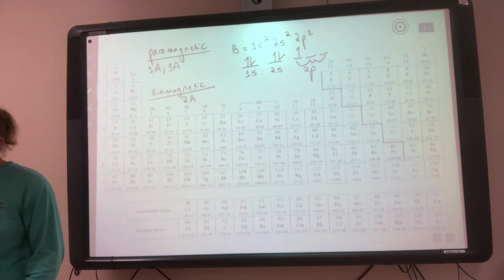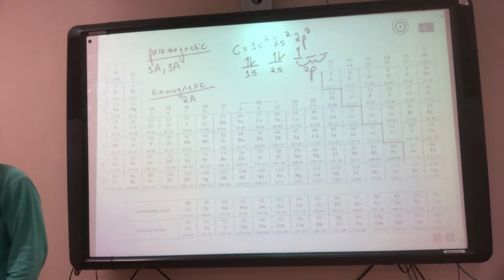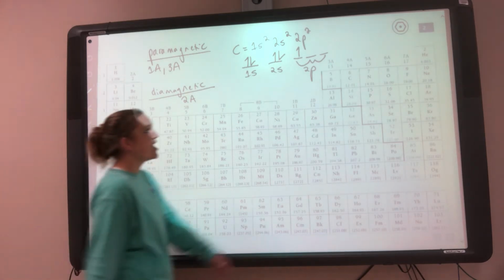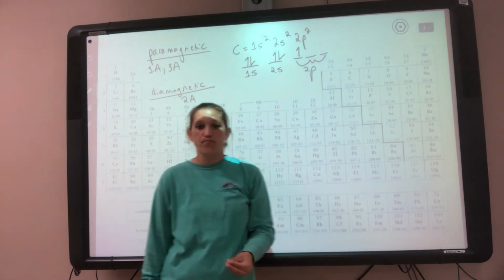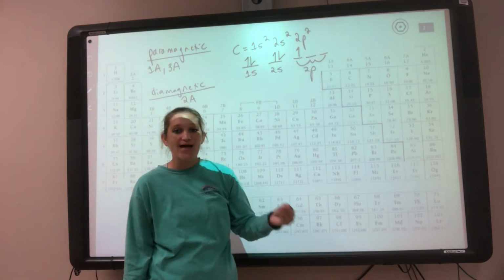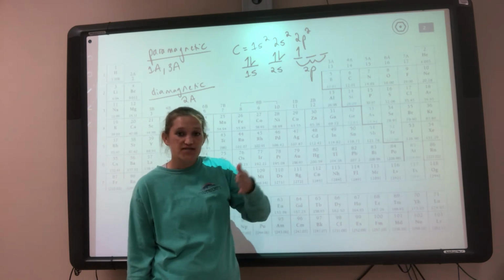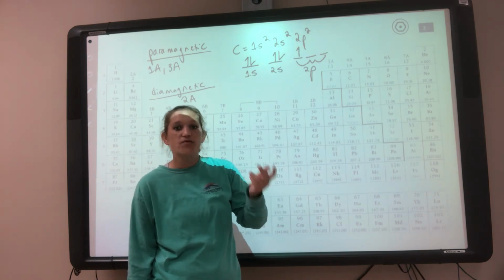The next one is carbon. So carbon's 1s2, 2s2, and then 2p2. Now, here's my choice. I can either put him here or here. And this is where Hund's rule comes in. So Hund's rule says that we want to maximize the spins. We want to have the same spins before we flip.